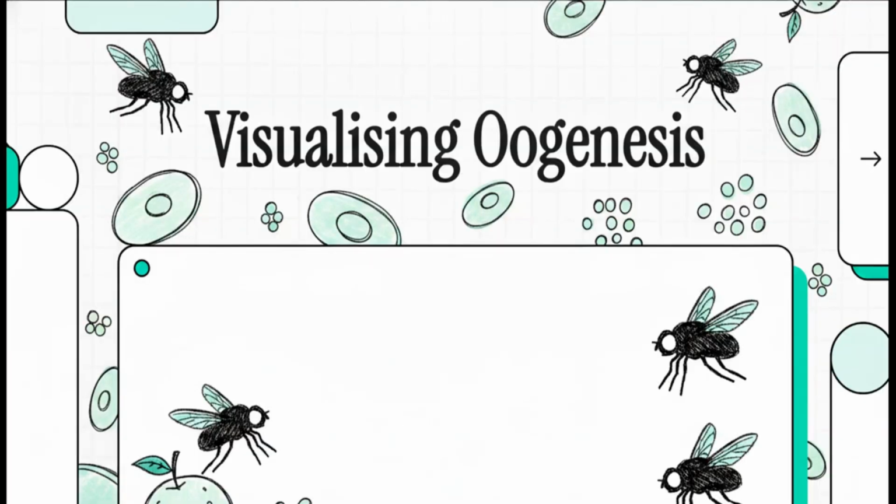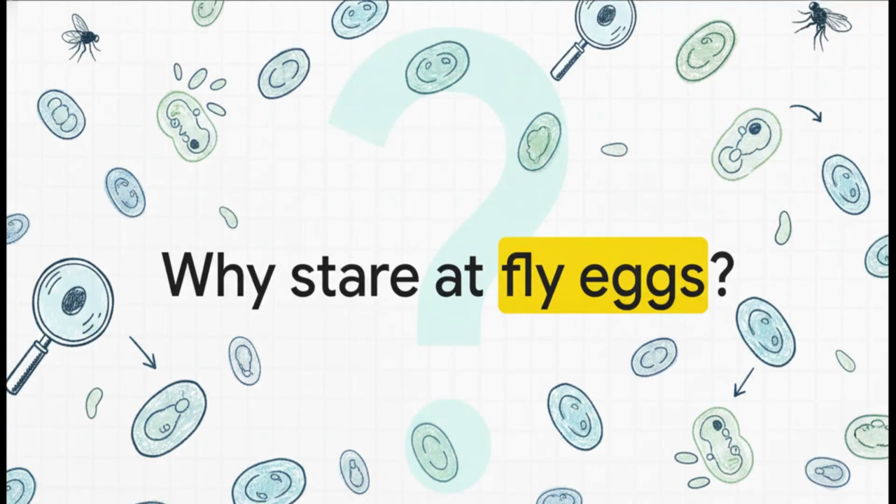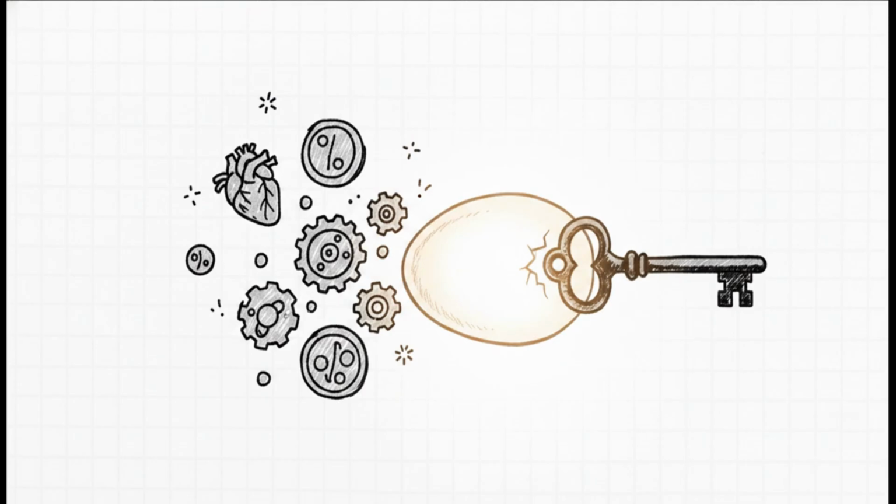Okay, let's dive into this explainer. We're going to see how fruit flies reveal the actual secrets of cellular development. You might be wondering, why stare at tiny fly eggs? Well, they're basically a cheat code for biology. Seriously, this tiny model unlocks huge mysteries, showing us exactly how our own organs and body patterns develop.